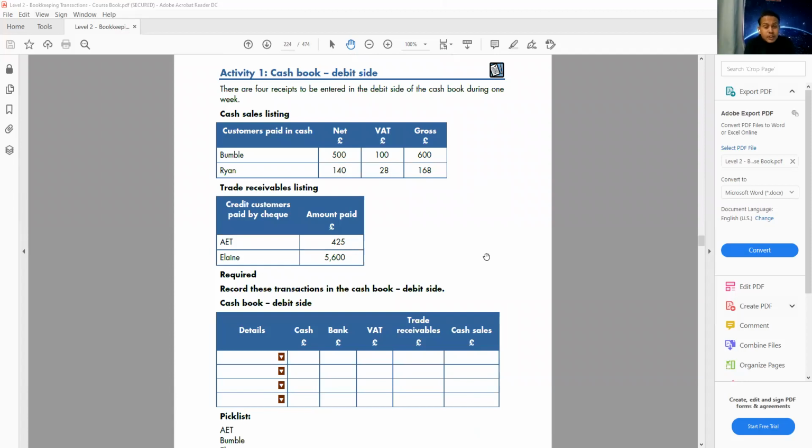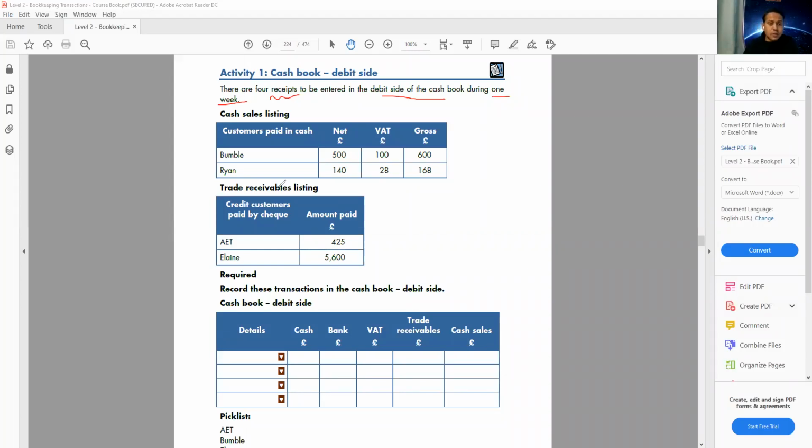Activity 1, cash book debit side. It says there are 4 receipts, so you received 4 payments to be entered in the debit side of the cash book during 1 week. So in this week, you have received 4 payments.